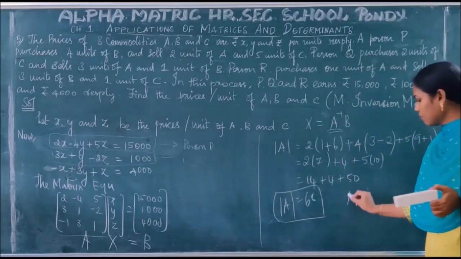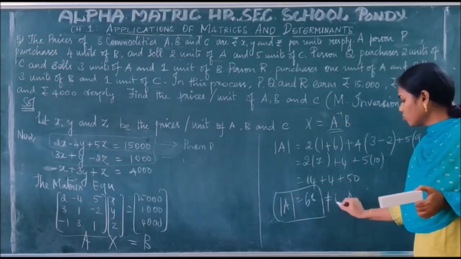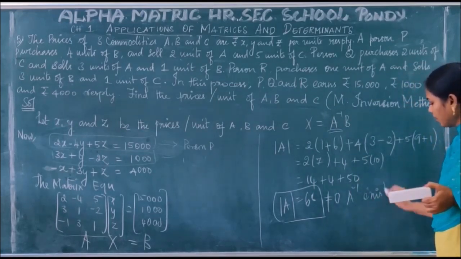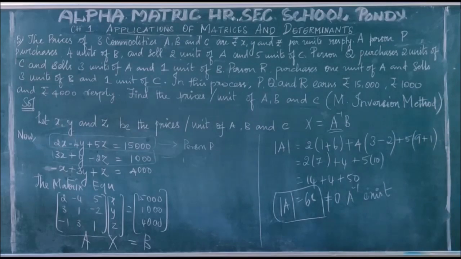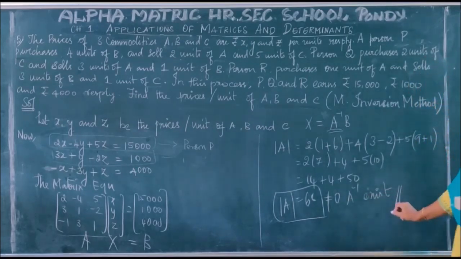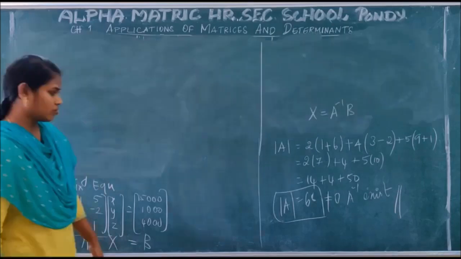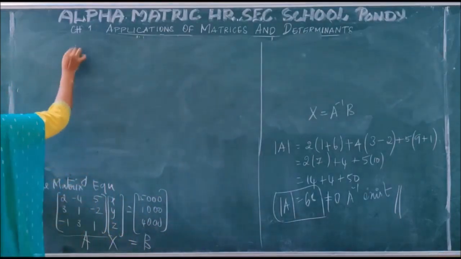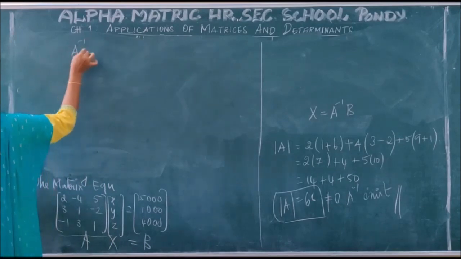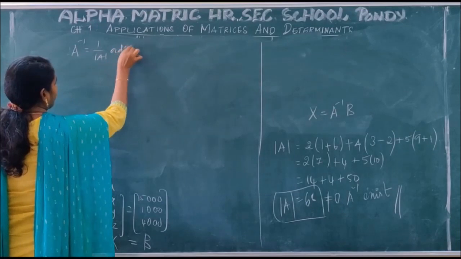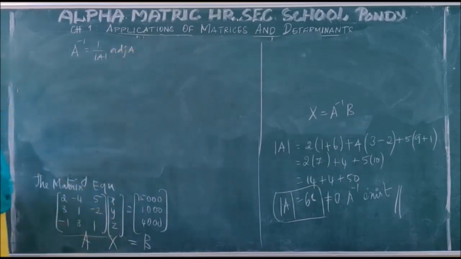So therefore A inverse exists because this is not equal to 0. Therefore A is non-singular. Since it is non-singular, we can find the A inverse. So we know the formula for A inverse. A inverse is equal to 1 by determinant of A into adjoint A. So now we have to find the adjoint.